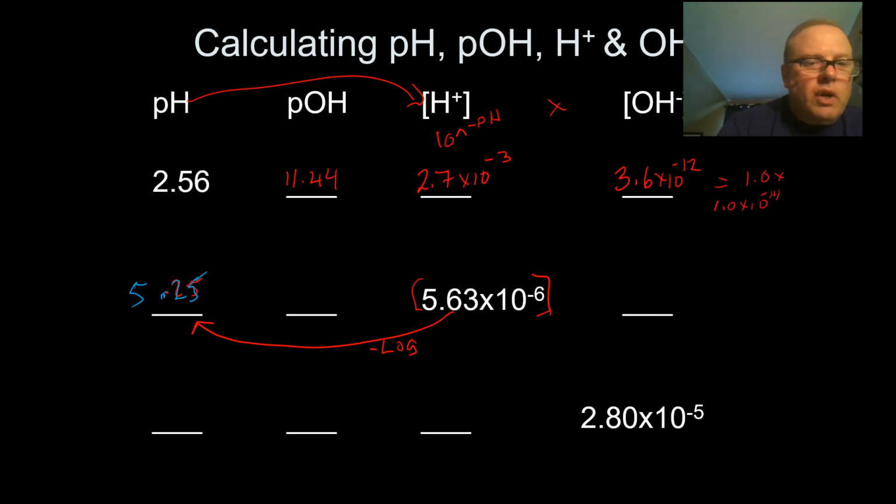5.25. Now that means that here, this will have to be 8.75 because they have to add up to 14. And it means that my hydroxide concentration here will be the inverse log of negative 8.75. And I get as an answer 1.8 times 10 to the negative 9.